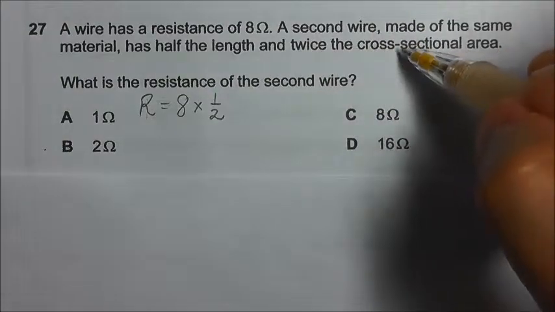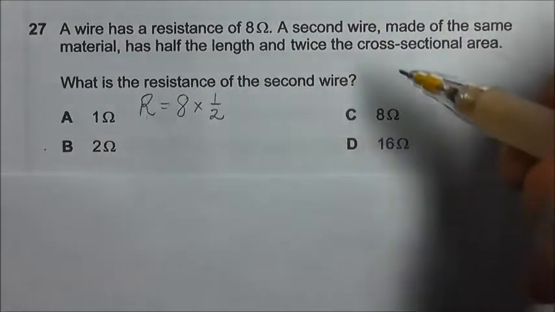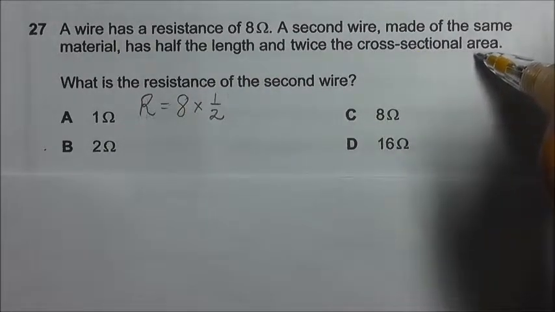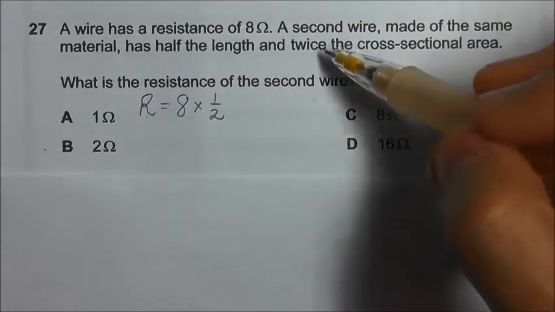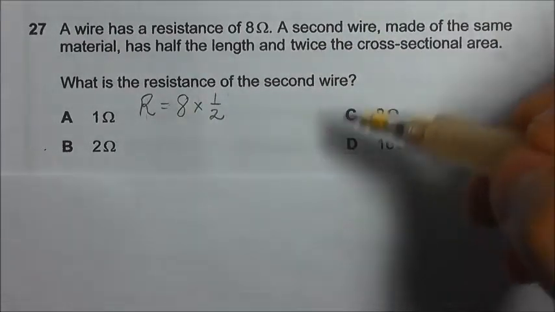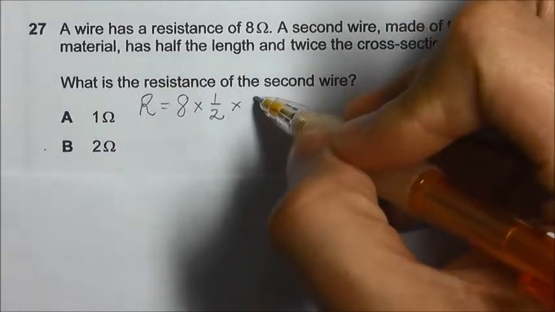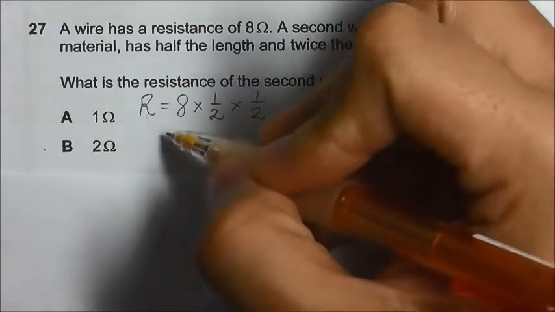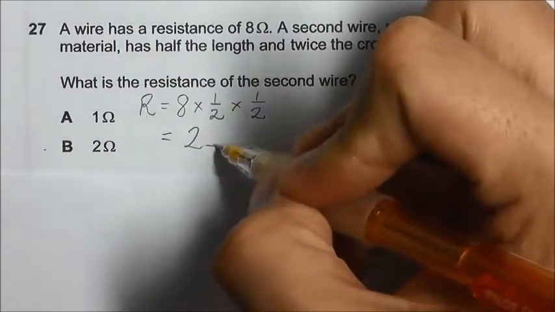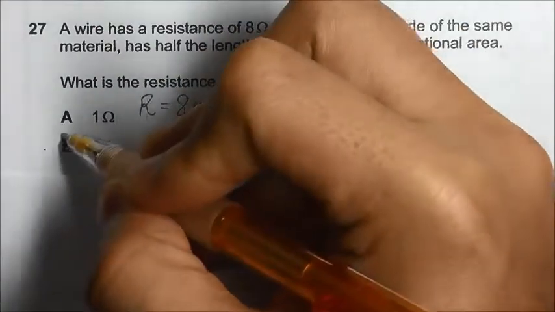Okay, now the cross-sectional area is twice, and cross-sectional area is inversely proportional to the resistance. So if the cross-sectional area is twice, the resistance will be half. So we will times by half again, and we'll get the resistance of the second wire to be 2 ohm. Answer B.